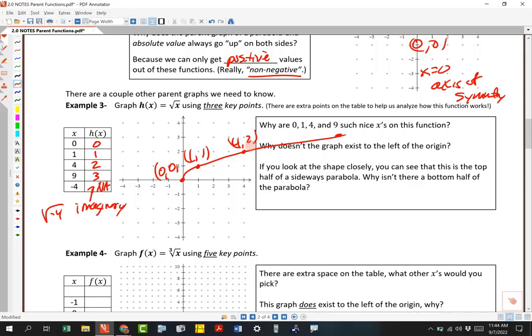Why are 0, 1, 4, and 9 such nice numbers? On this particular one, maybe not on another graph, but on this particular one, they're pretty good. Mason? Perfect. We're going to say it this way. They're perfect squares.